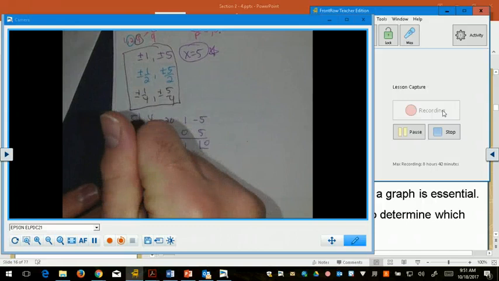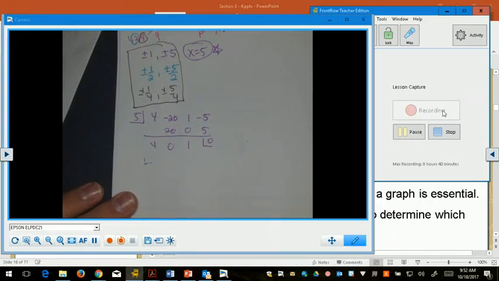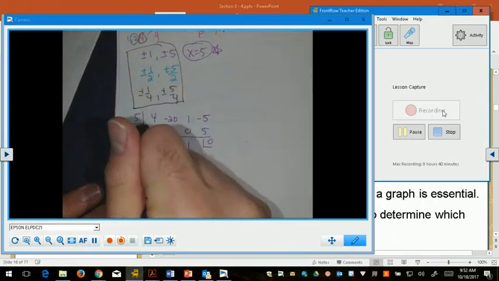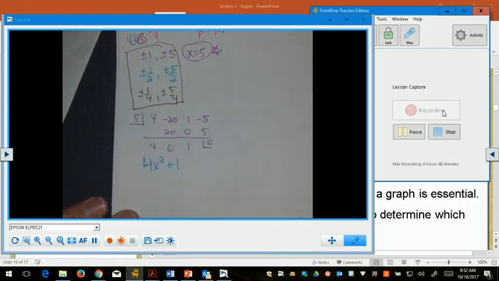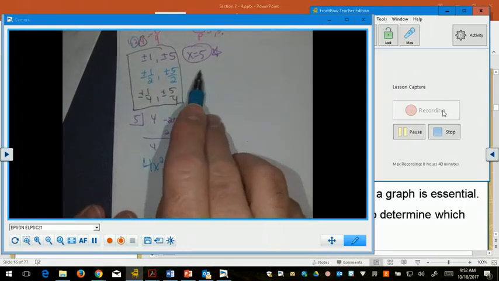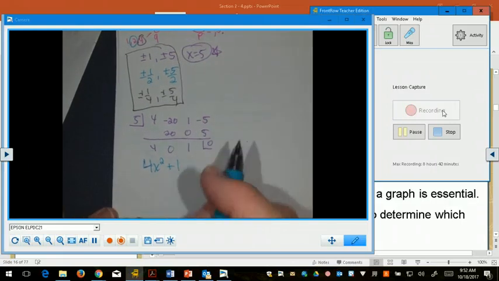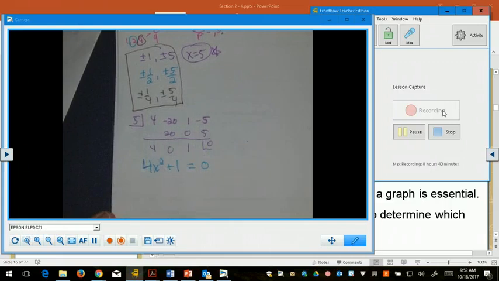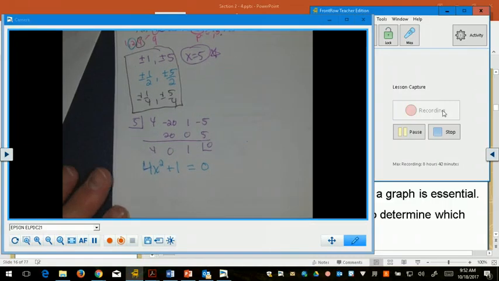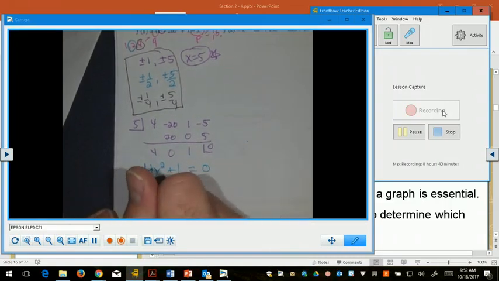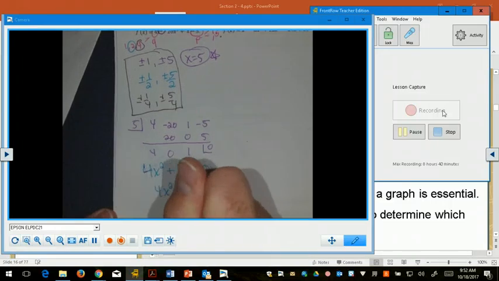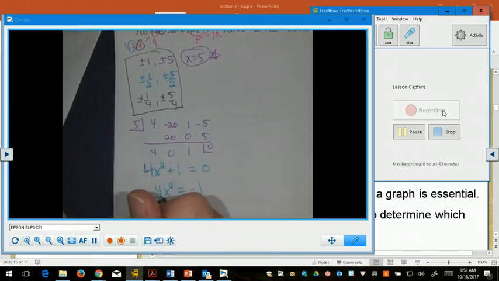4x squared plus 1. One of my zeros is right there, it's rational. Two of my zeros are here, they're irrational because I can't factor this. But I could set it equal to 0. I could do the quadratic formula if you want, but I'm actually just going to subtract 1, since it's just an x squared, and divide by 4.